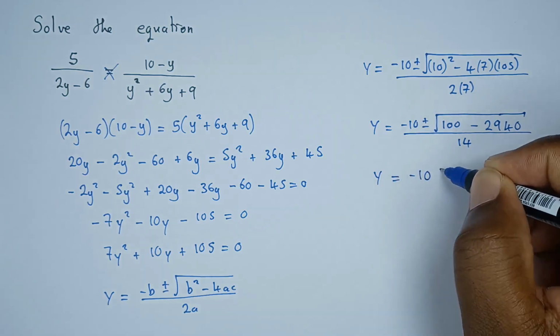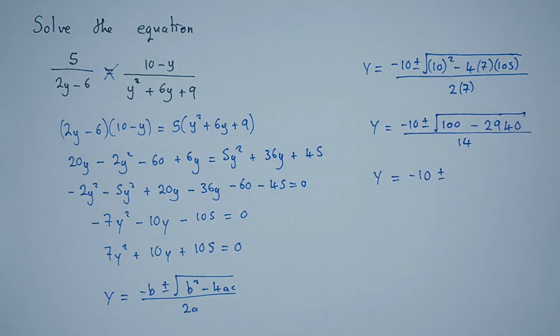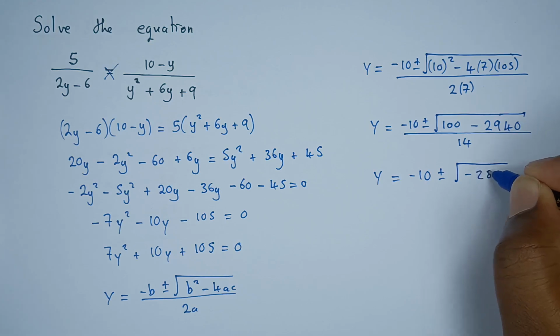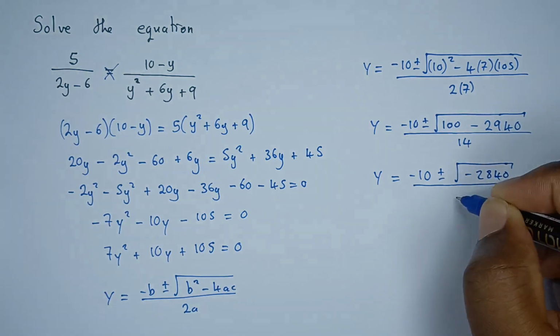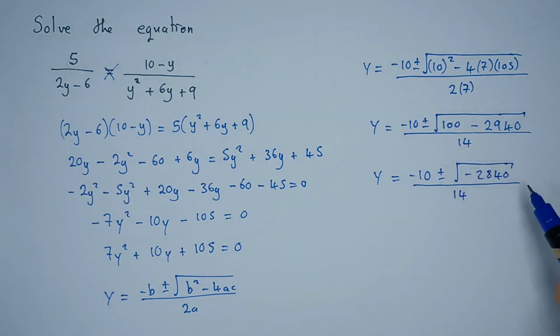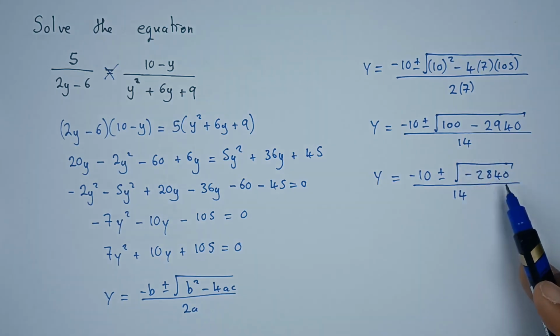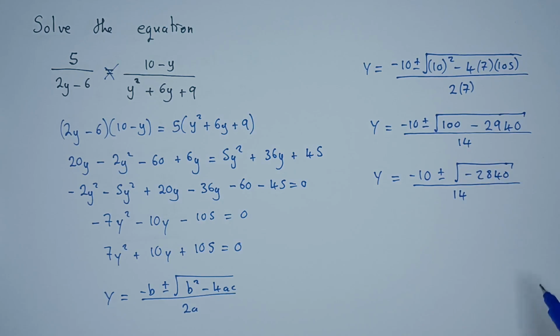So -10 plus or minus. In the root there, we'll get -2840, and all this is over 14. So we can clearly see that what we have here is a complex root, because the negative, we cannot find the square root of a negative number. So we're going to go into complex numbers.